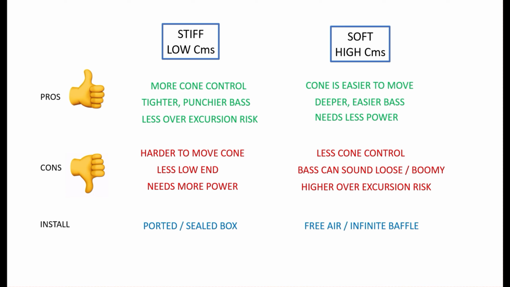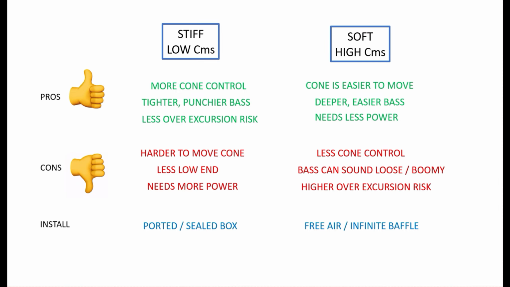Compared to a soft suspension subwoofer, the cone's going to be easy to move. You need less power. You need a smaller motor. Because there's less control, the bass can become a little loose and boomy, because the cone can overhang, but it's also much easier to get deeper bass, right? Because the cone extends more, and it's slower to return, so you get longer wavelengths. So these types of subwoofers are better suited to free air and infinite baffle.